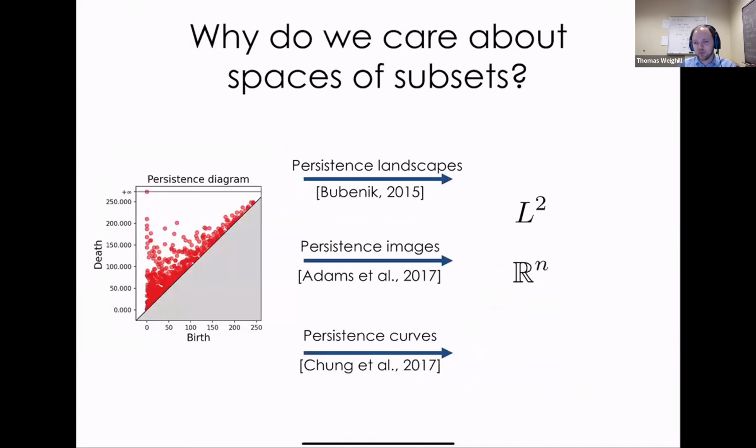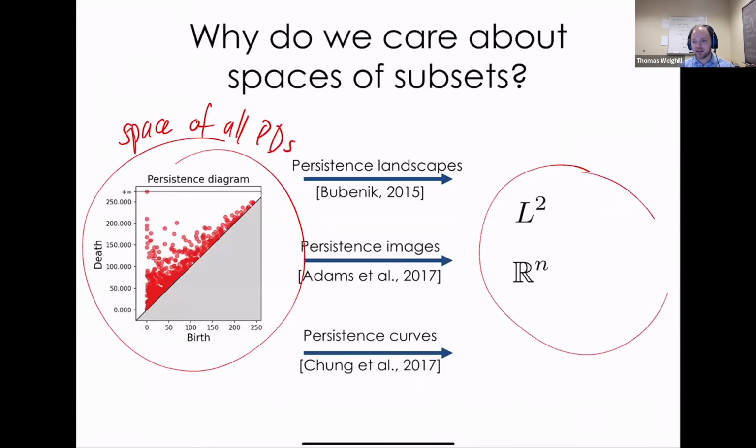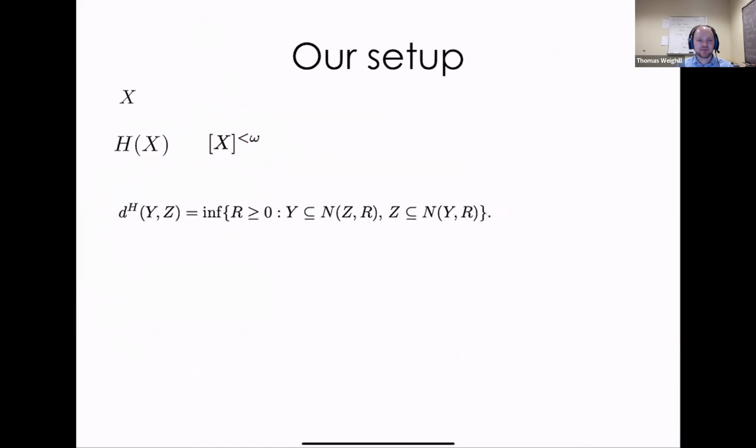And this is a well-trodden path in TDA. I've got 3 particular examples of ways of taking your space of persistence diagrams. So this is really the space of all persistence diagrams, and trying to put them into a vector space structure here on the right. There are very different approaches, and they have their pros and cons. So that's just 2 examples of why in the applied sciences, you might care about the space of all subsets.